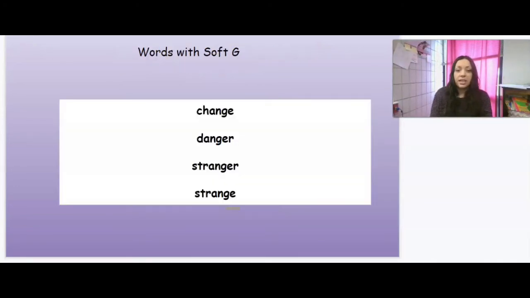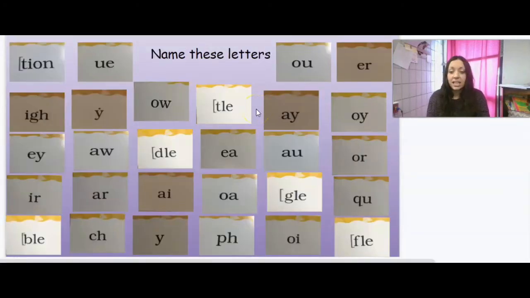All right. And so here are some words with soft G. I'm just going to read them so you can listen. We have change, danger, stranger, strange. So a lot of times at the end of words, you might see that soft G because we have lots of words that end in E or ER. All right, and we didn't add a letter name card because I know that you guys can recognize the letter G.